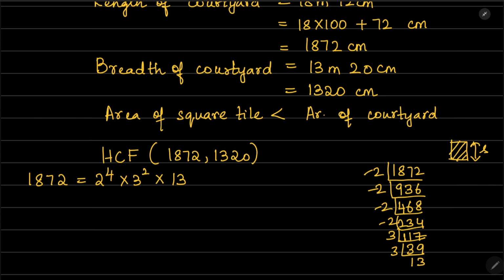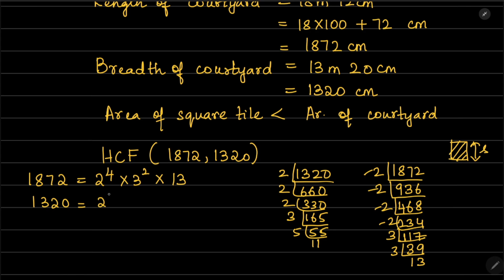For the second number, which is 1320, start with 2, 2 6s are 12, 2 6s are 12, 0, again 2, 2 3s are 6, 0, again 2, 2 1s are 2, 2 6s are 12, and 2 5s are 10. Again 3, 3 5s are 15, 3 5s are 15, and then 5 and 11. 11 is a prime number.